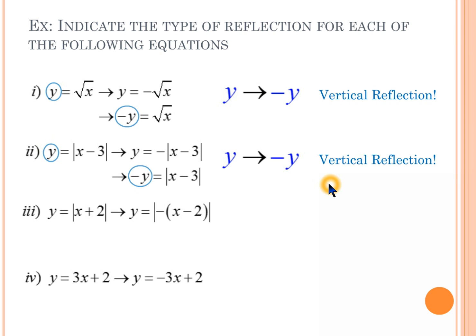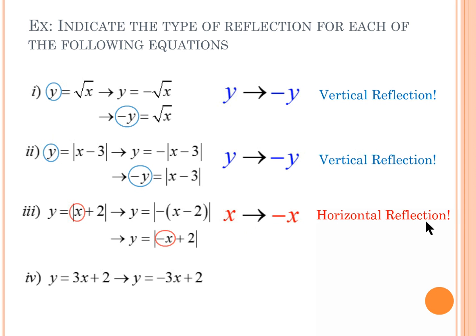Let's take a look at example number 3 here. I have y equals the absolute value of x plus 2, and then I undergo a transformation, and I get the absolute value of negative x minus 2. Now, if you want, you can distribute this negative sign to the x and the 2, and you'll get negative x plus 2. And since the minus sign is inside the function, that means x is being changed from x to negative x, and that will represent a horizontal reflection.